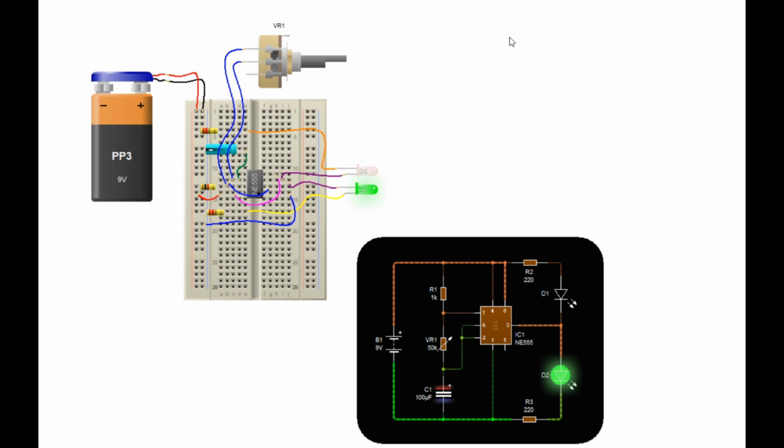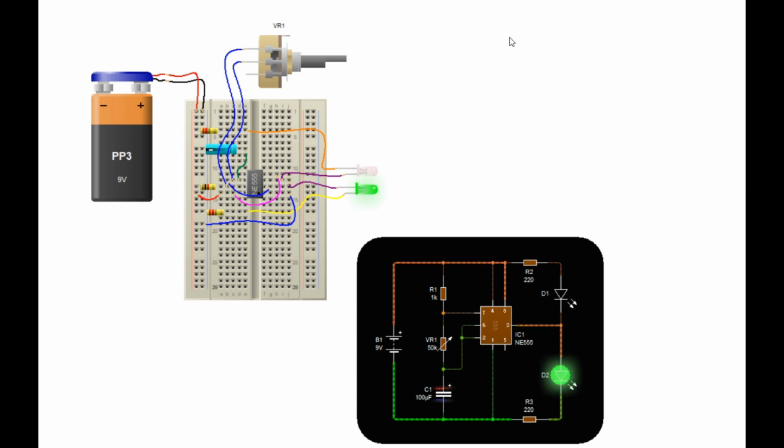5. Control voltage, pin 5. This pin is used to modulate the timing characteristics. In most astable circuits, it is connected to ground via a capacitor to filter noise. 6. Threshold, pin 6. This pin monitors the voltage across the timing capacitor. 7. Discharge, pin 7. This pin is connected to the timing capacitor and discharges it during the timing cycle. 8. VCC, pin 8. This pin is connected to the positive terminal of the power supply.